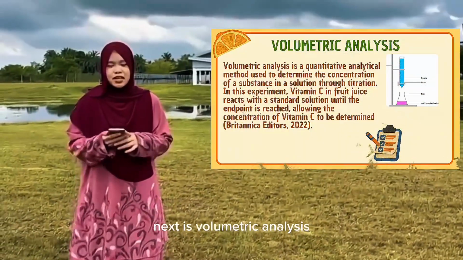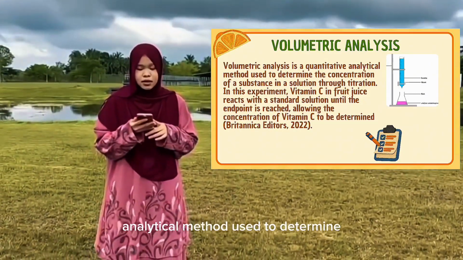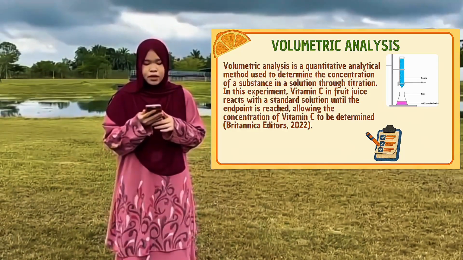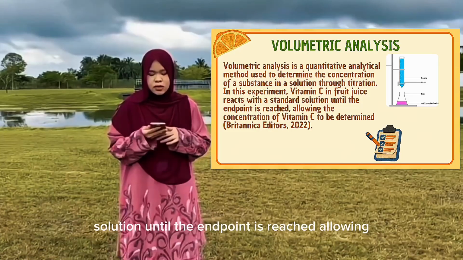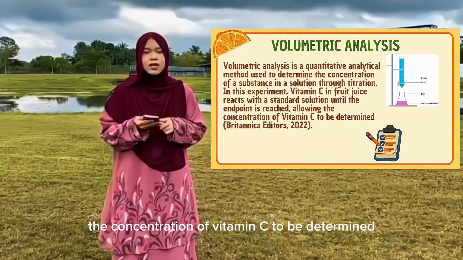Next is volumetric analysis, which is a quantitative analytical method used to determine the concentration of a substance in a solution through titration. In this experiment, vitamin C in fruit juice reacts with the standard solution until the endpoint is reached, allowing the concentration of vitamin C to be determined.